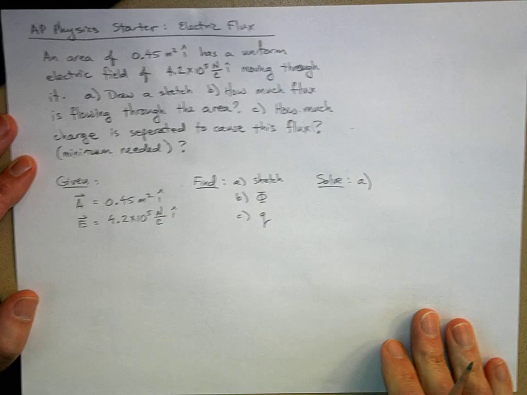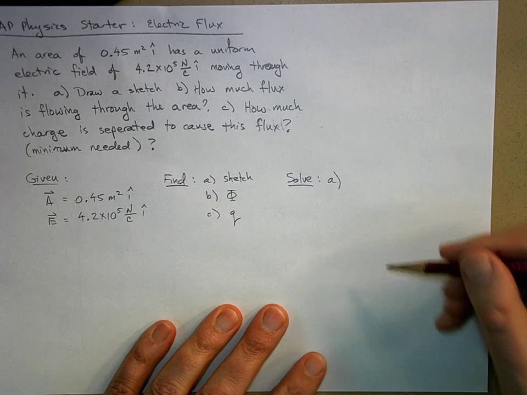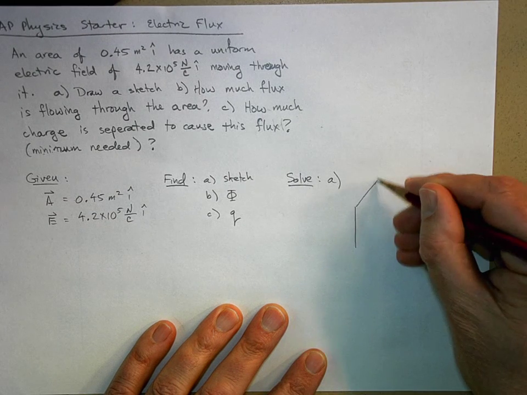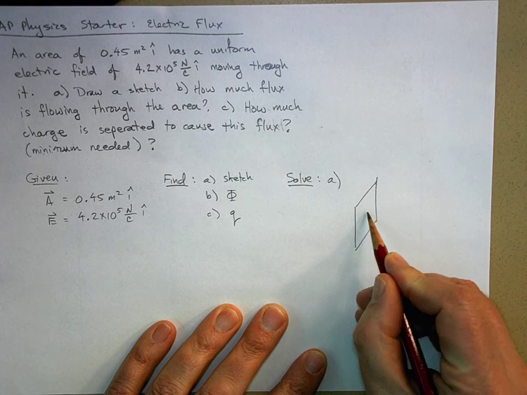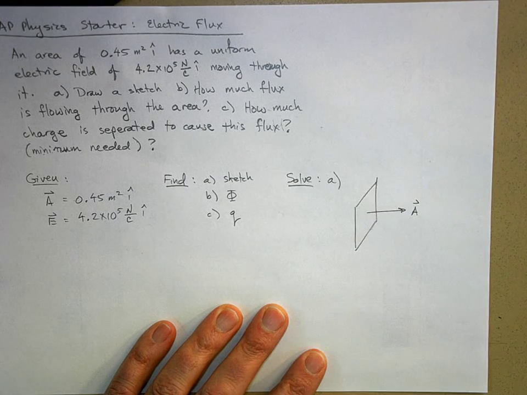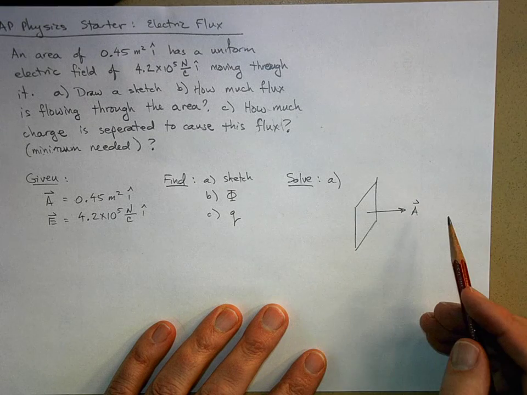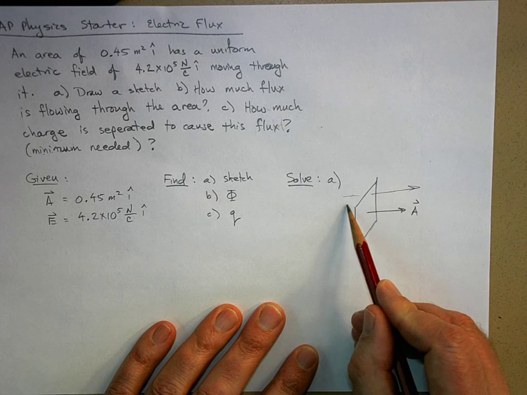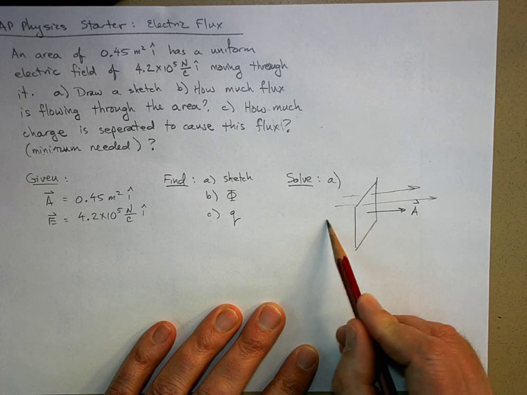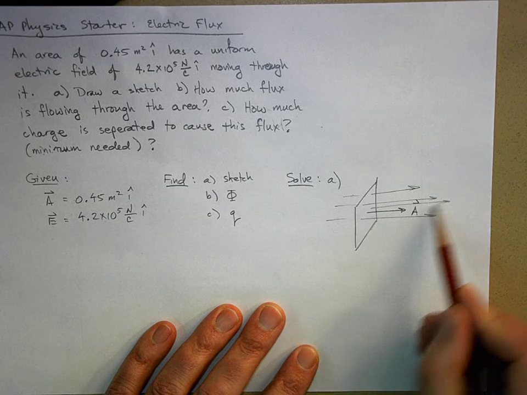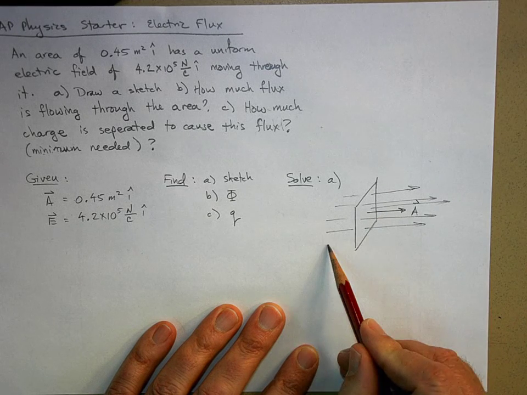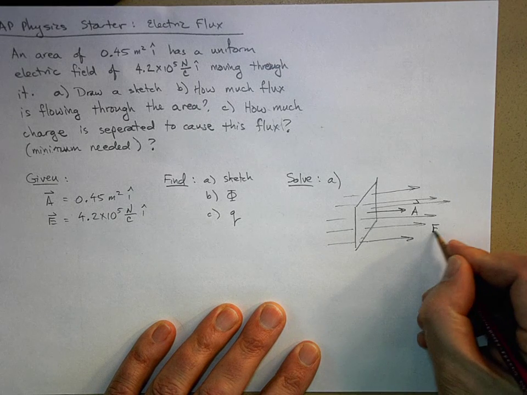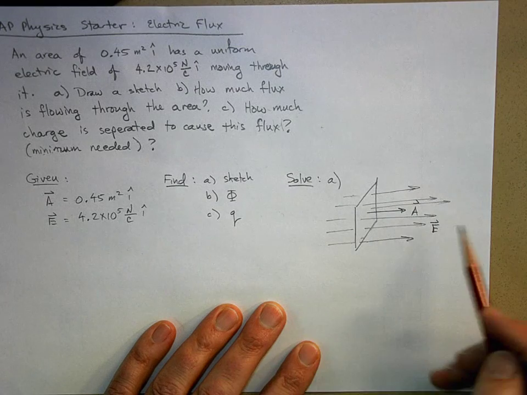So let's do A. Now, we'll make I-hat to the right, and let's just create a certain area, represent it with this, and there's my A vector. Okay, and then I've got some kind of electric field with a certain amount of flux going through there. It's kind of hard to draw, but you just do the best you can. And so there's my E field, and it's also moving in the I-hat direction.